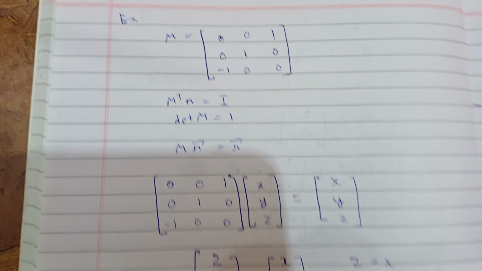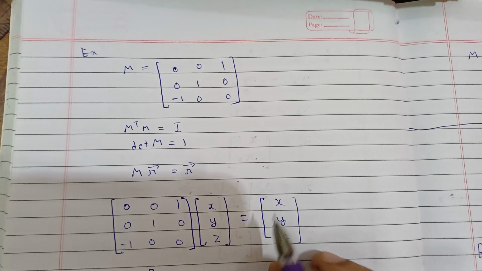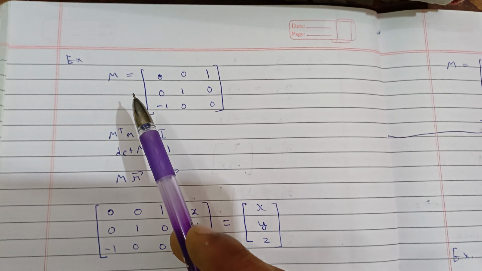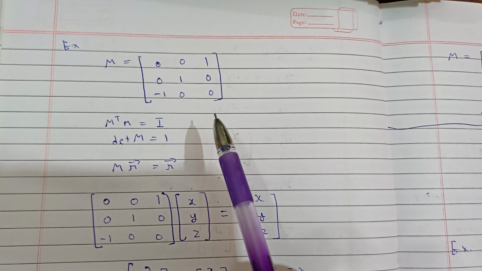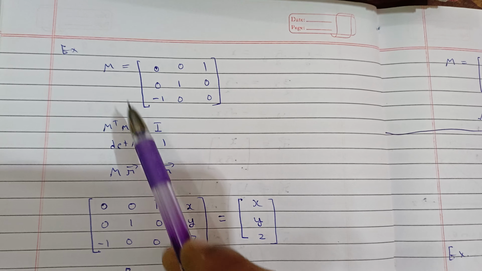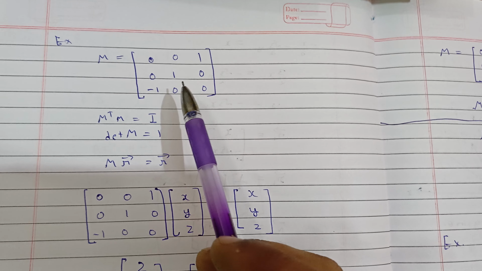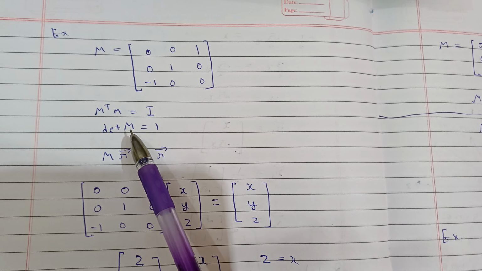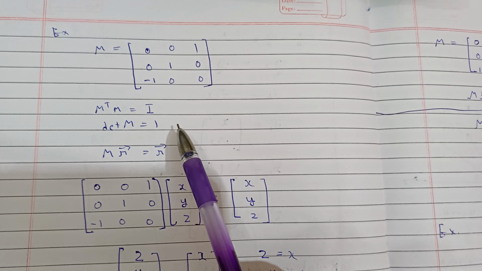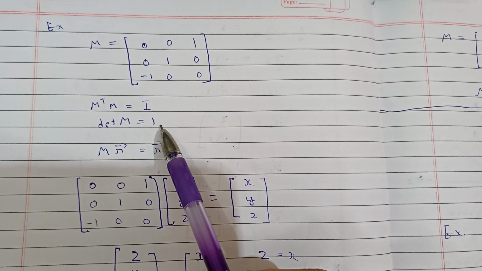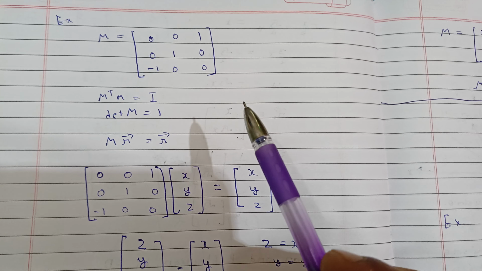Let's see some examples, it will be better understood then. If matrix M is given like this, then first find the transpose and multiply it by itself. If we get the identity matrix, it is an orthogonal matrix. And we will find the determinant, that is 1. So what it shows is that only rotation is involved.